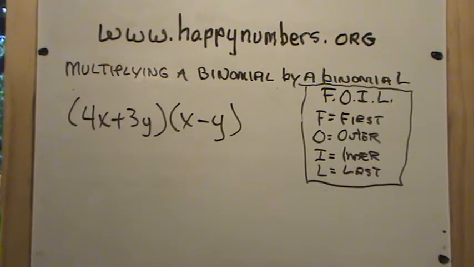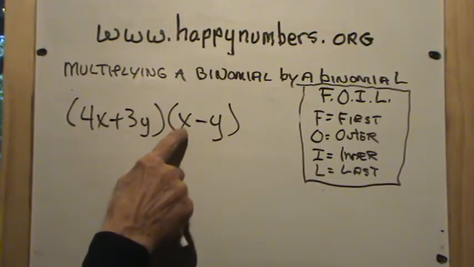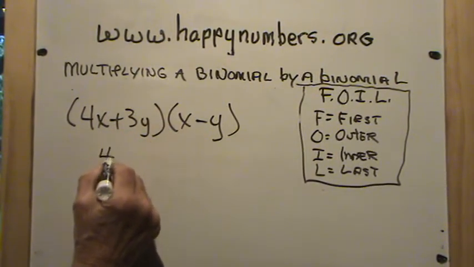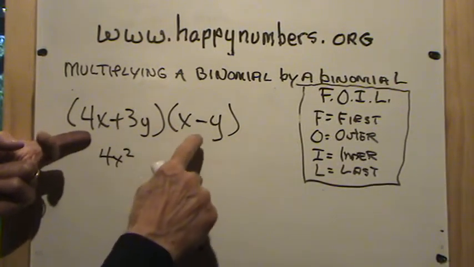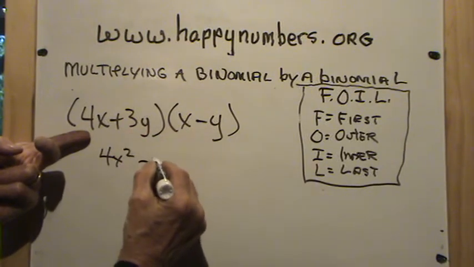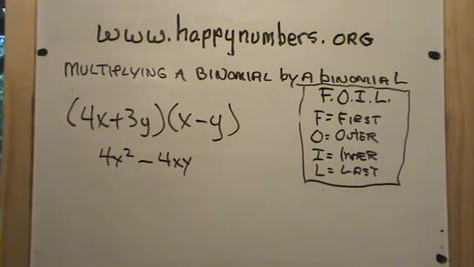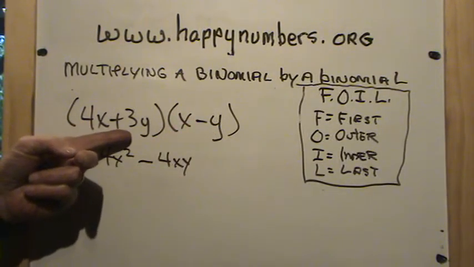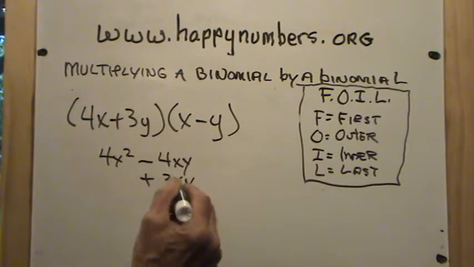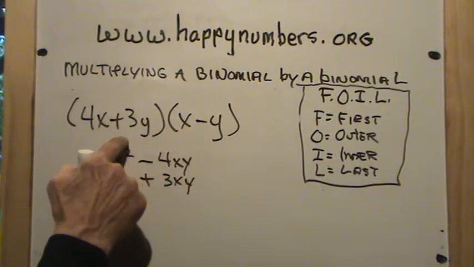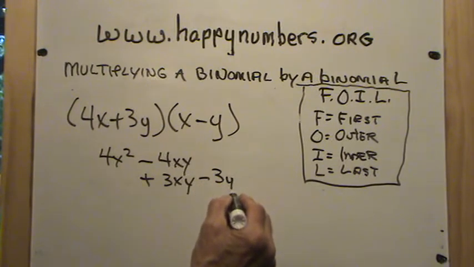Okay, let's take a look. Our first terms, well, we have 4x and x, which would give me a positive 4x squared. Our outer term, I have a positive 4x and a negative y. That would give me a negative 4xy. That's a 1 there, right? My inner term, I have a positive 3y and a positive x. Gives me a positive 3xy. And my last term, I have a positive 3y and a negative 1y, which would give me a negative 3y squared.